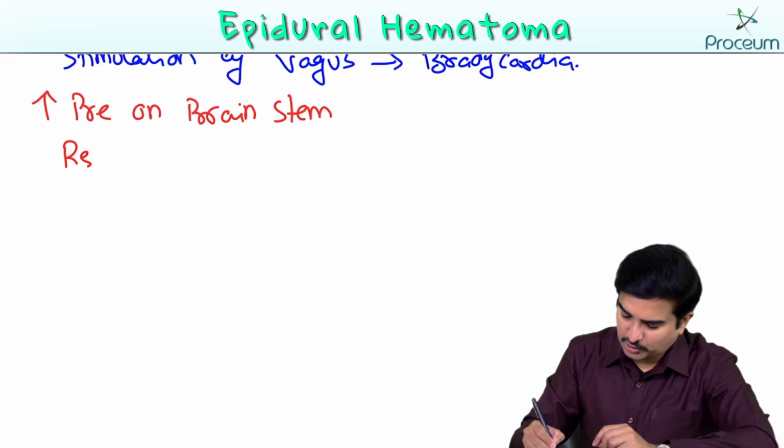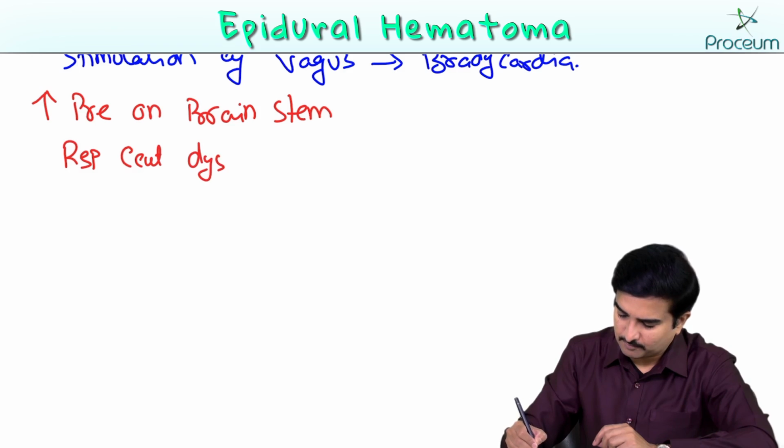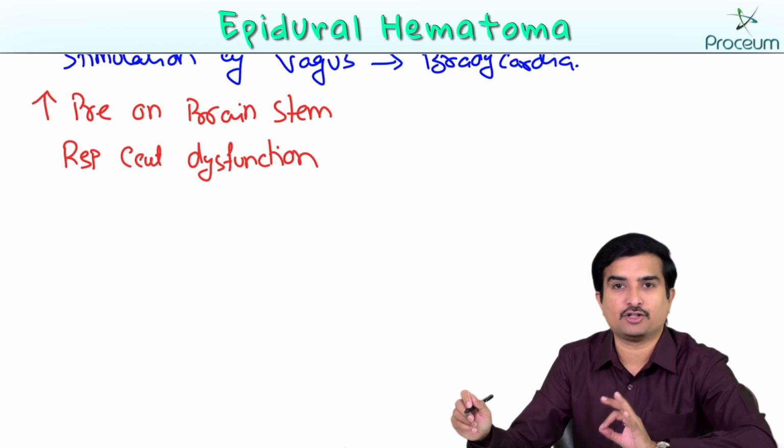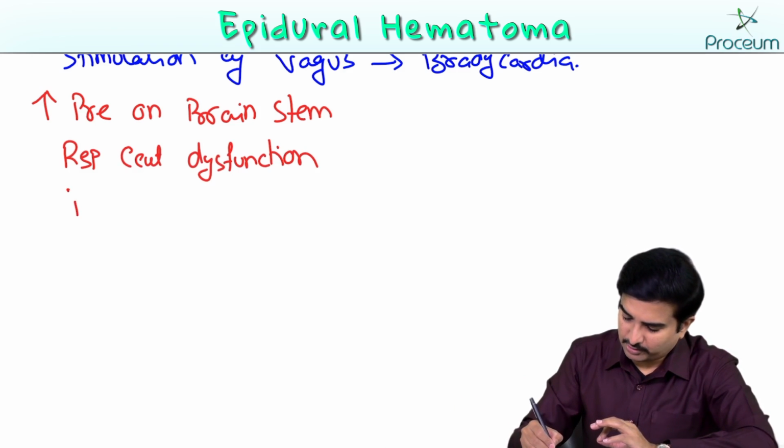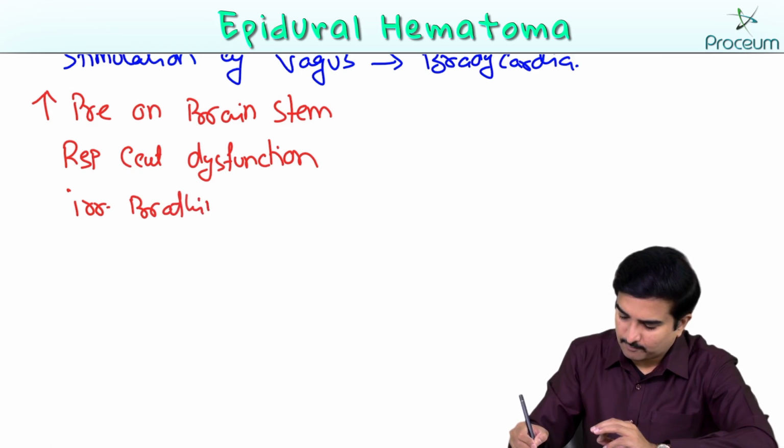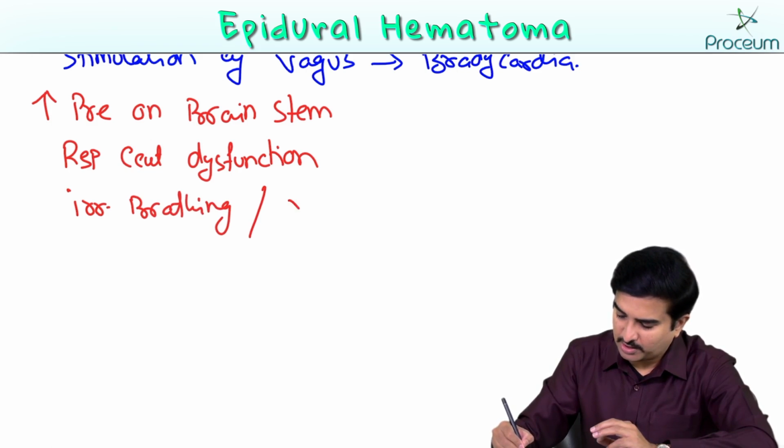Respiratory center dysfunction leads to irregular breathing or respiratory depression.